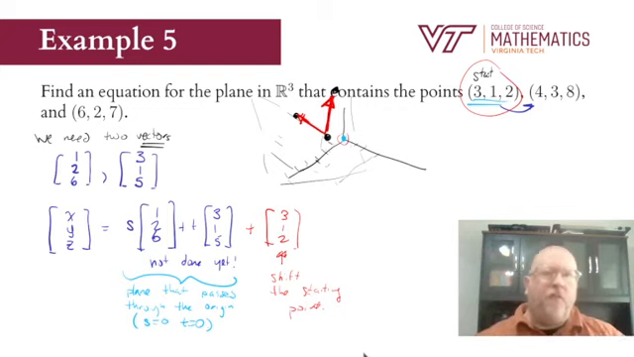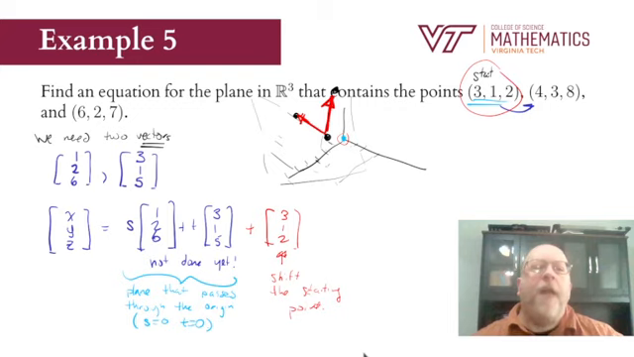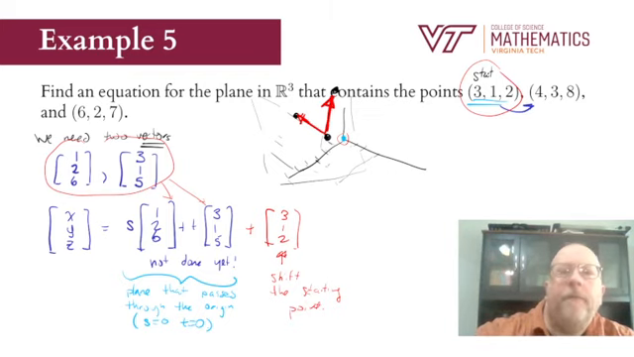So a couple of extra things we have to do if the origin is not one of our starting points. We have to take these 2 points and find 2 vectors in order to write the span. And then we also need to include the starting point in our solution as well. Okay? All right, let's move on.